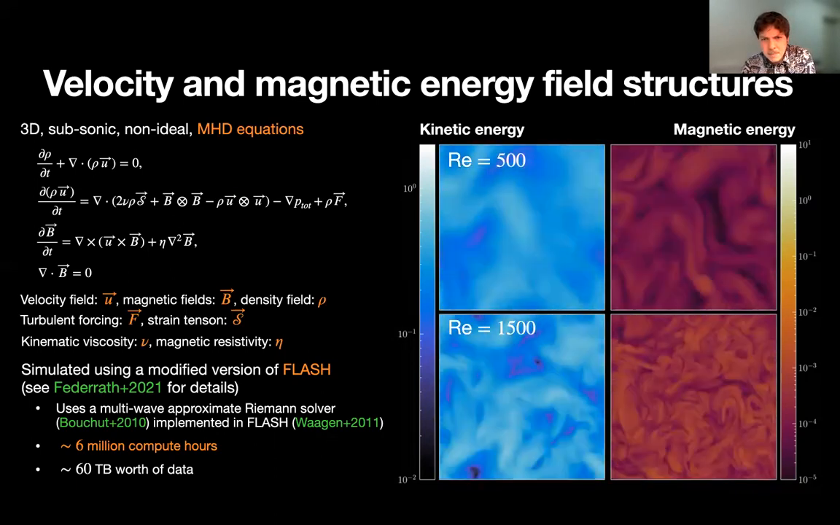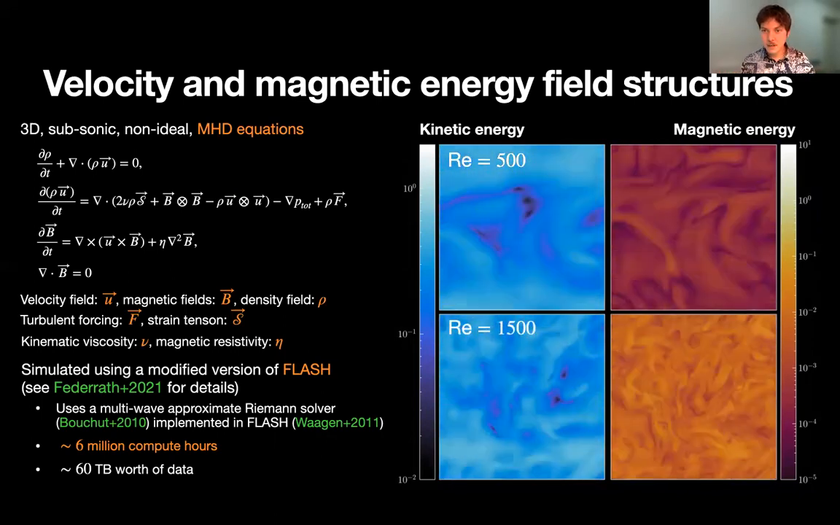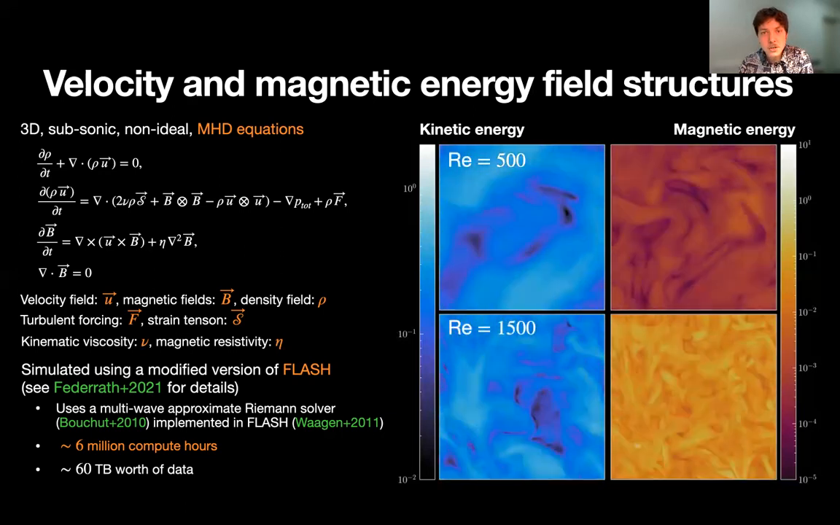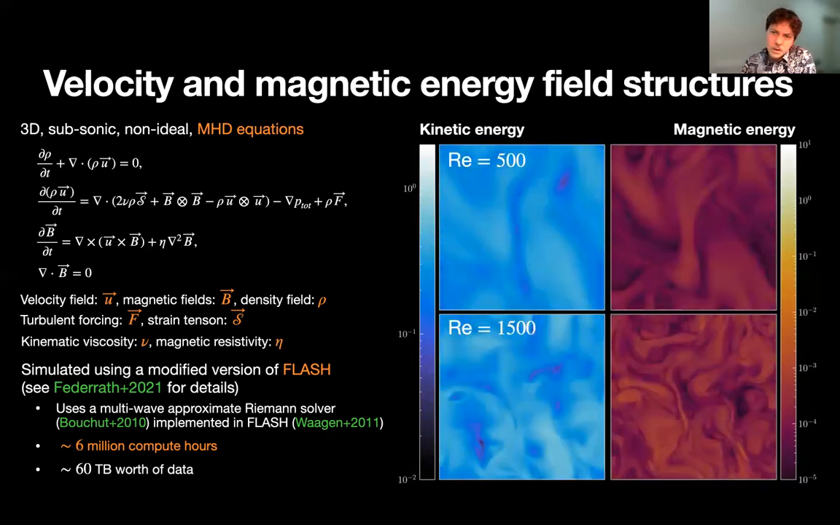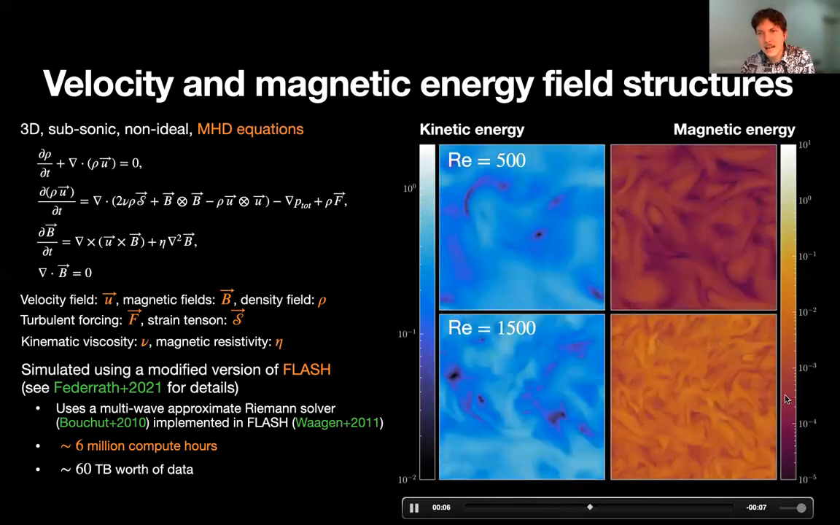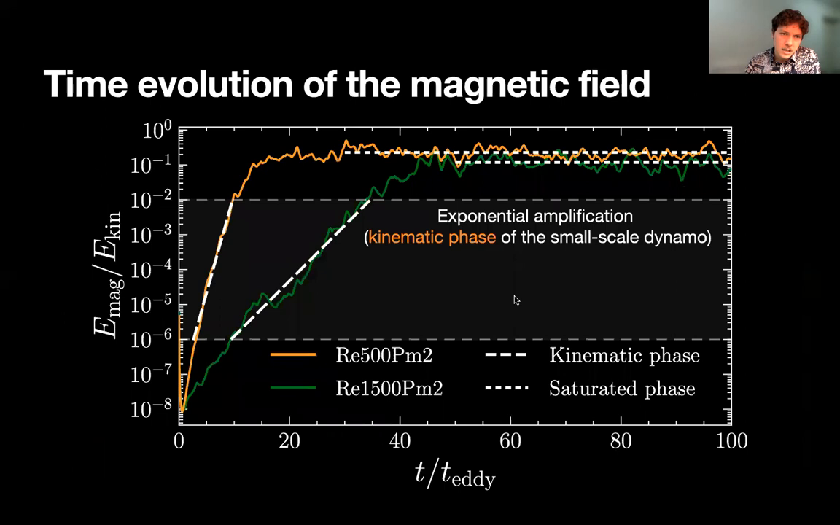Now, at first, immediately what we notice is that in the higher Reynolds number simulation, the energy becomes concentrated at smaller scales. And this is true for both the kinetic and the magnetic energy. Next, we also notice that the magnetic energy amplifies. We see a growth in the magnetic energy over time. Looking at the magnetic energy relative to the kinetic energy, at first, the magnetic energy is much, much weaker, orders of magnitude weaker than the turbulent kinetic energy.